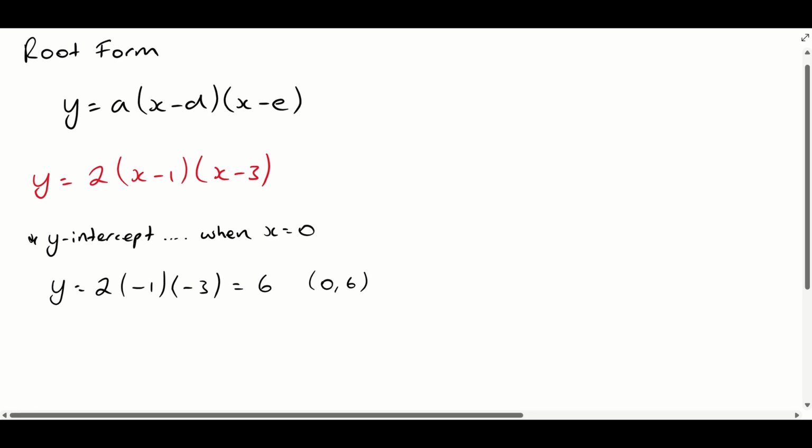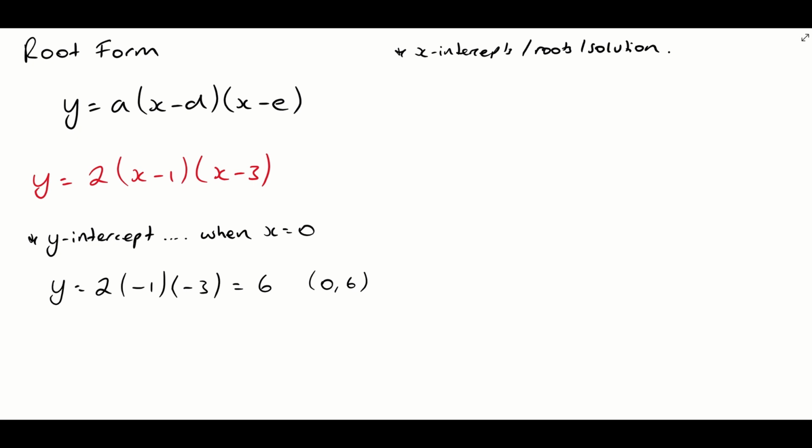Now, next up are my x-intercepts, sometimes referred to as my roots or my solutions. In fact, we call this the root form because it's really easy for us to find our x-intercepts. Remember, in the standard form, it was a little bit trickier. We had all of those different techniques. Here, it's actually rather straightforward. Remember, this is when y is equal to 0. So we get our x-intercepts when y is equal to 0.